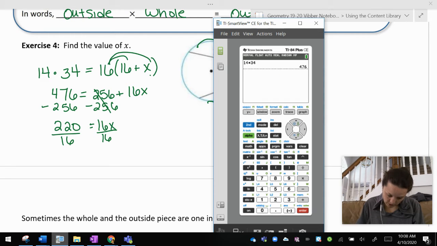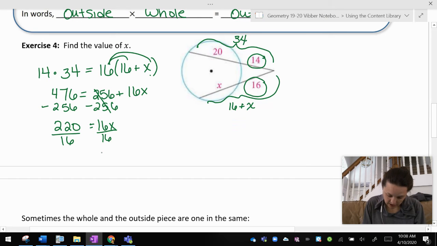So 476 minus 256 is 220. I was right. Divided by 16 is 13.75.